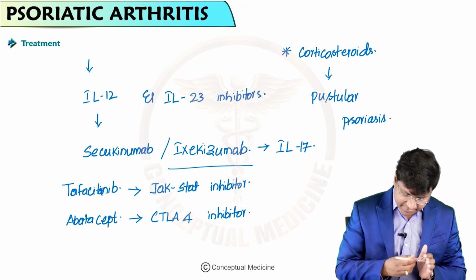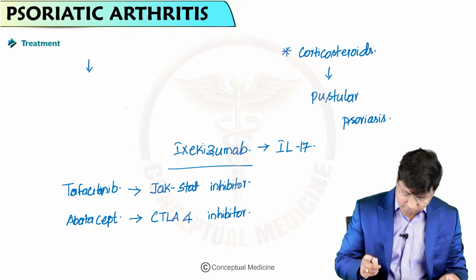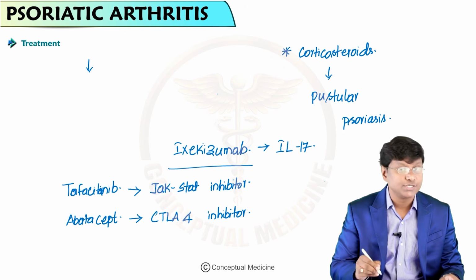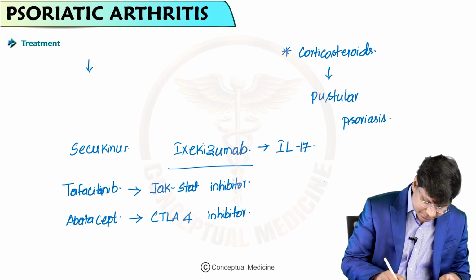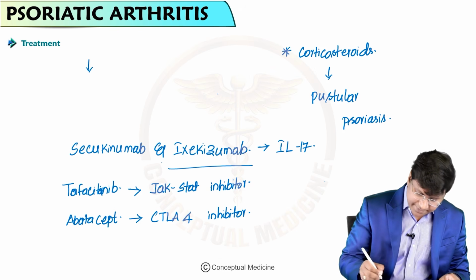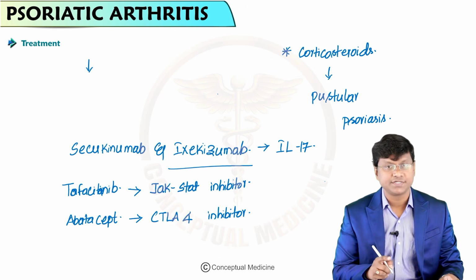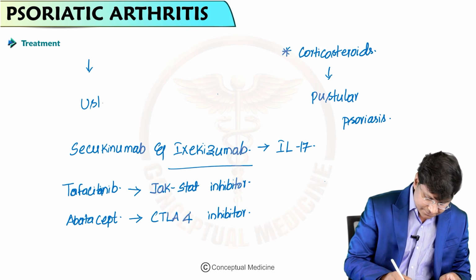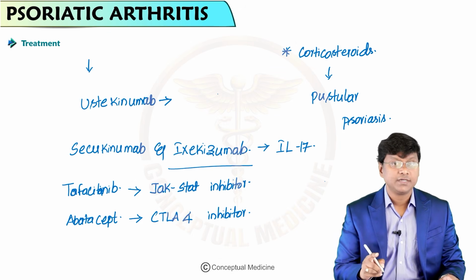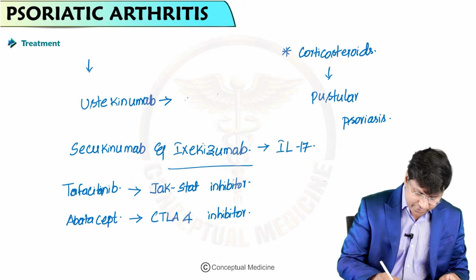Here I'll just make a small correction. Ixekizumab as well as secukinumab are both interleukin 17 inhibitors, whereas ustekinumab is the interleukin 12 and interleukin 23 inhibitor.